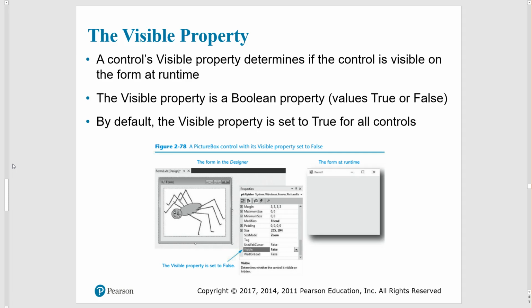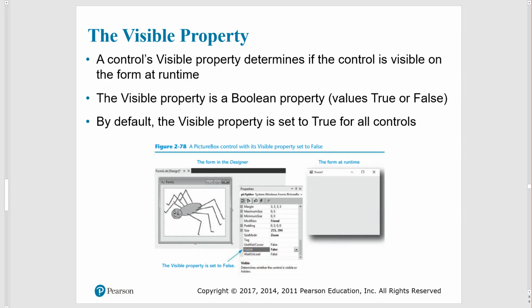A Boolean property, or bool, is something that's set to true or false. So it's either on or off. You can't have a partial, like, oh, I want this to be partially true. Nope, it doesn't do that. It's either on or off. The visible property is set to true for everything, but if you decide to make it false, like for example this one with a little Spidey, then when you run the program you would not see it because it is not visible.